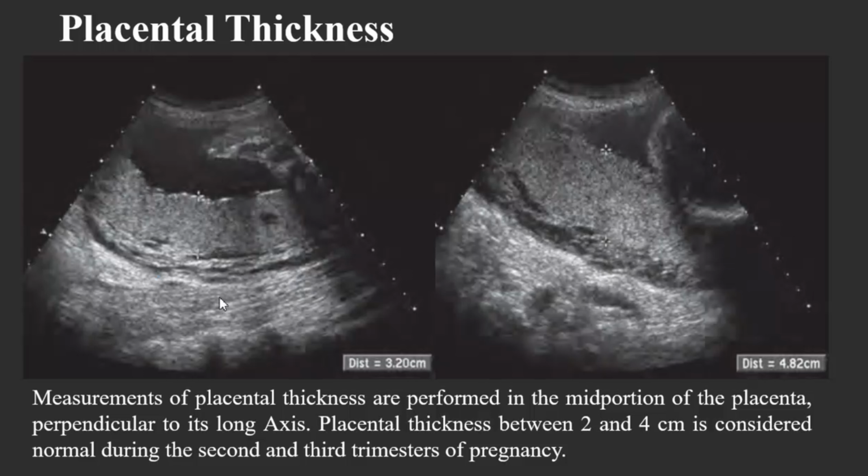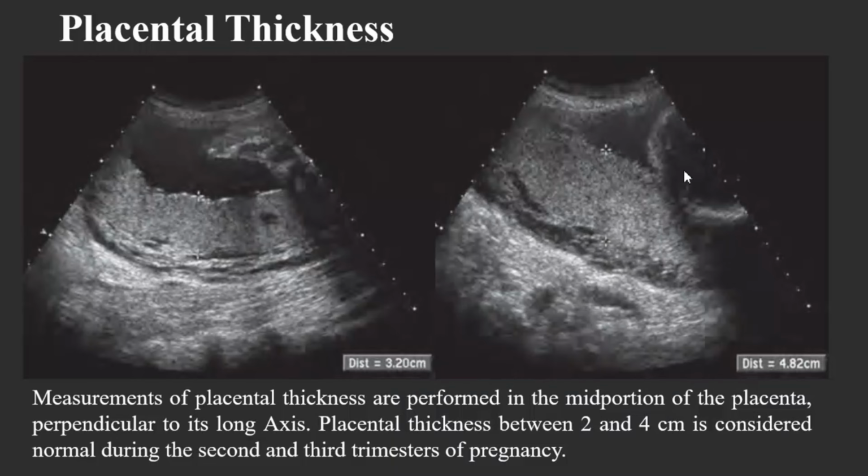Here we can see the correct measurement of the placental thickness. This longitudinal image of the normal placenta at 29 weeks of gestation shows the calipers appropriately positioned on the anterior and posterior margins of the placenta, perpendicular to the long axis of the placenta. The placental thickness measurement is about 3.20 centimeters, which is between 2 and 4 centimeters. So this is the normal placental thickness.